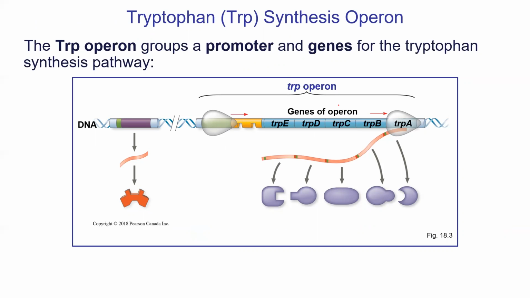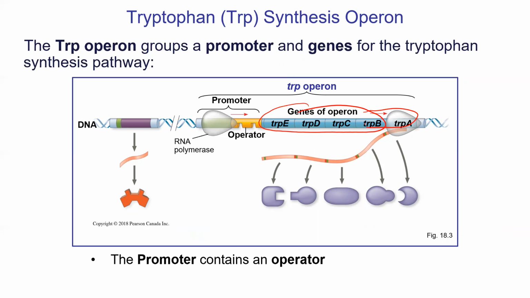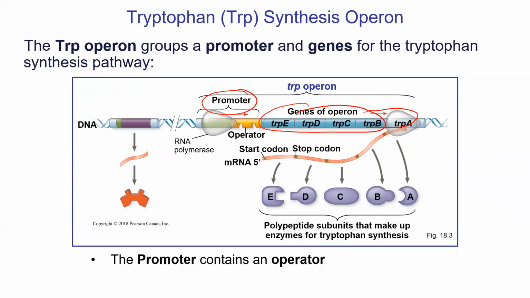Very briefly, we're going to talk about the tryptophan synthesis operon. Remember, the tryptophan synthesis pathway has 5 genes. Here's 5 genes right here. Oh, I circled 4, there's 5 of them. All 5 genes are regulated by this promoter. They make 1 messenger RNA and they make 5 proteins.